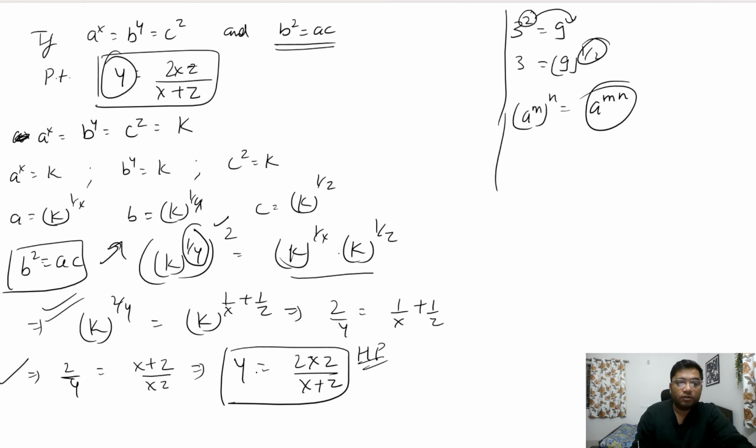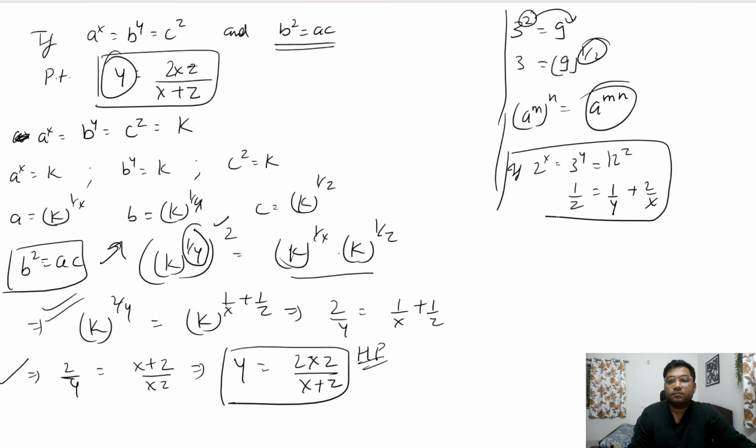All right. So the question looks something like this. If 2 to the power x is equal to 3 to the power y is equal to 12 to the power z, then we have to prove that 1 by z is equal to 1 by y plus 2 by x. That's what you have to prove. You can take a note of this question, try it. Let's catch up later.